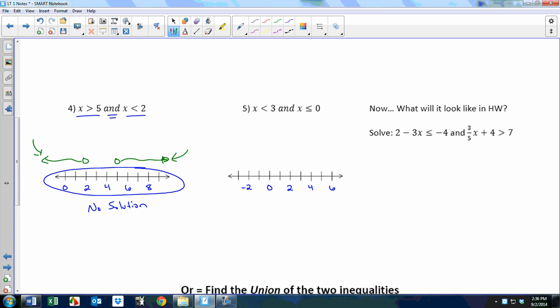Number 5, scrap work, x is less than 3, so open circle at 3, shade left. X is less than or equal to 0, so 0 is included, shaded circle, and shade to the left. And the question becomes, and, where do they overlap? They overlap starting at 0 and to the left. So closed circle at 0, shade to the left. Final answer.